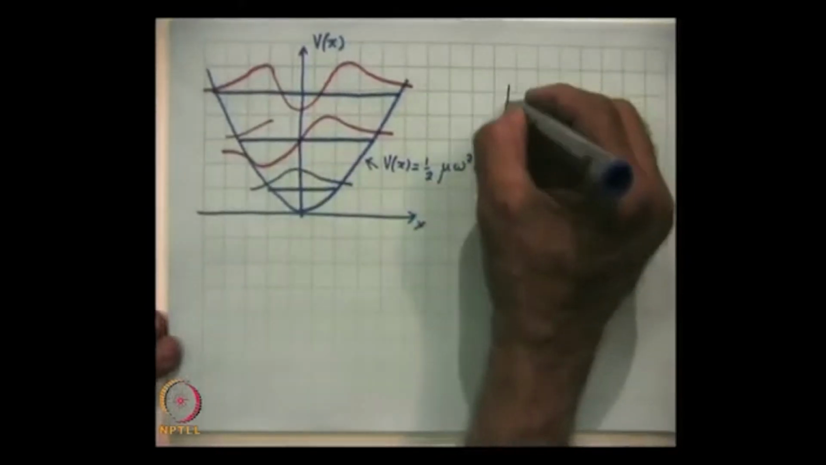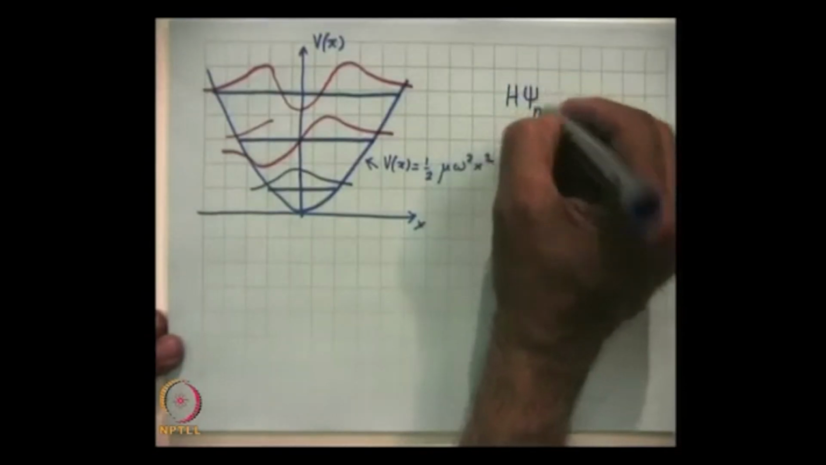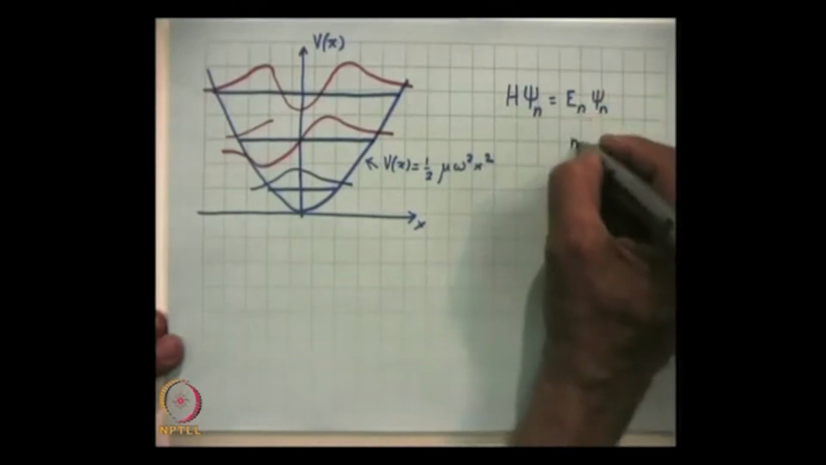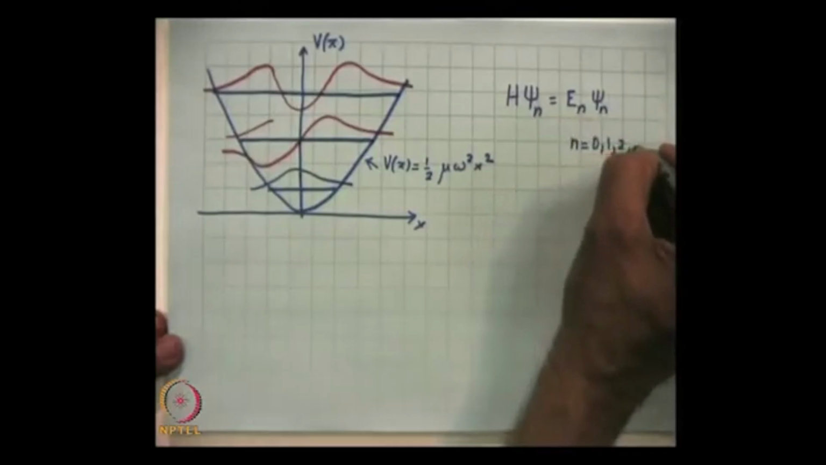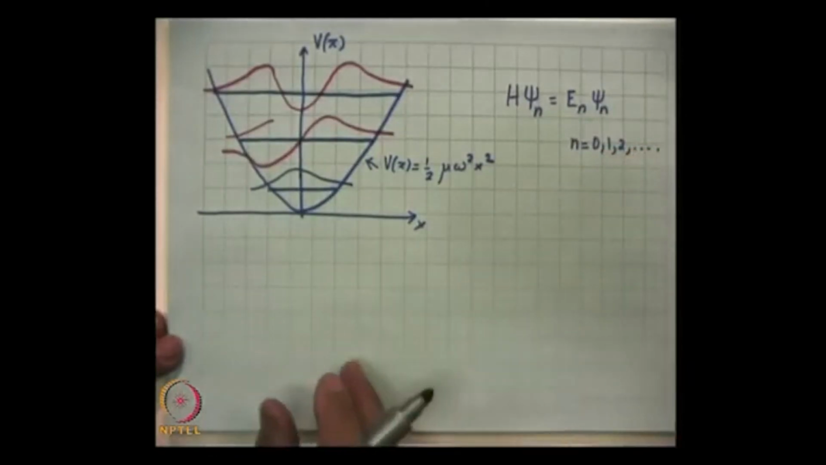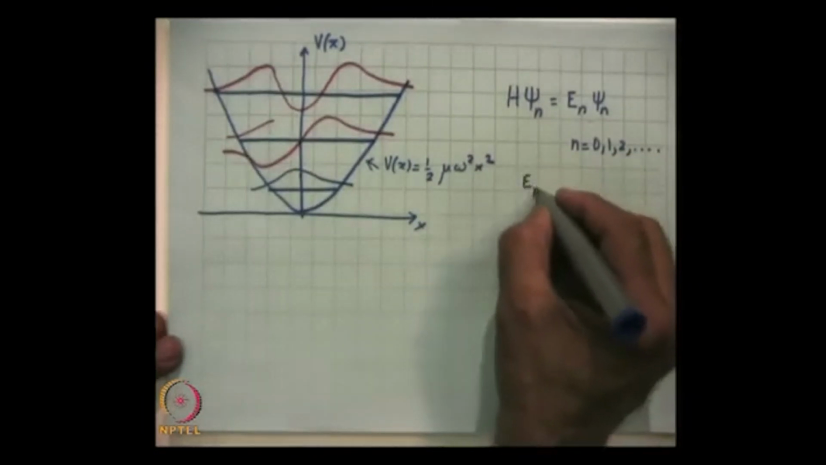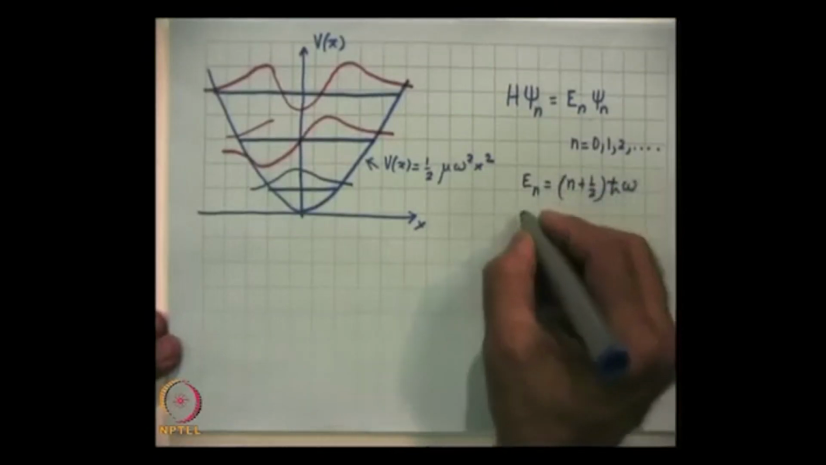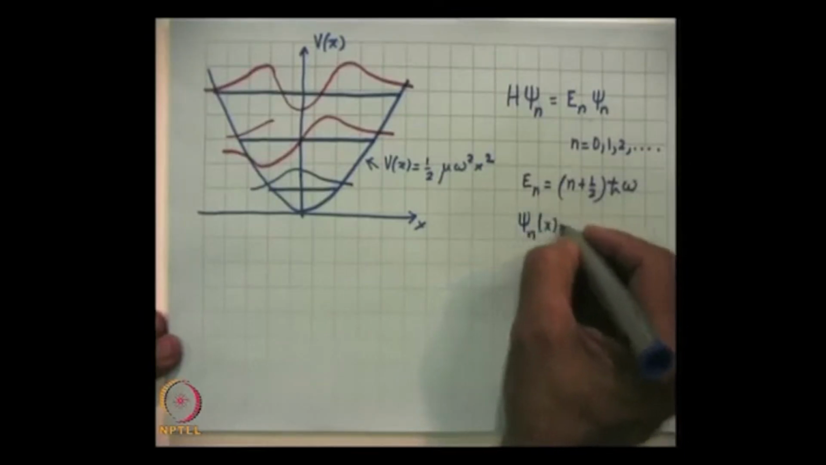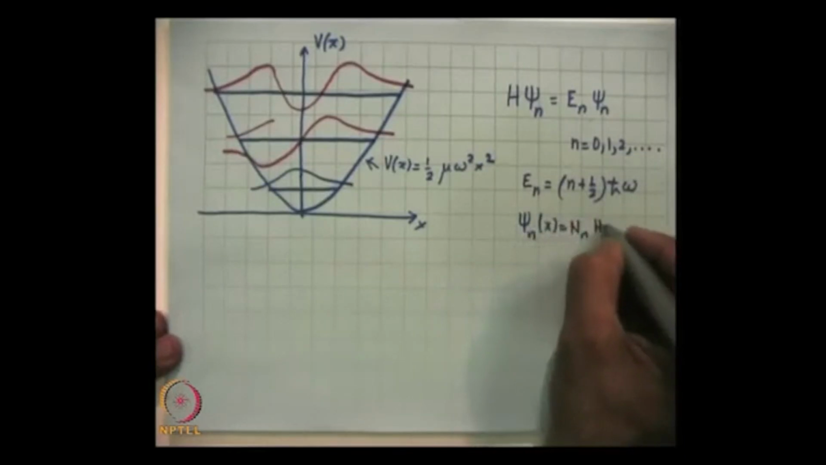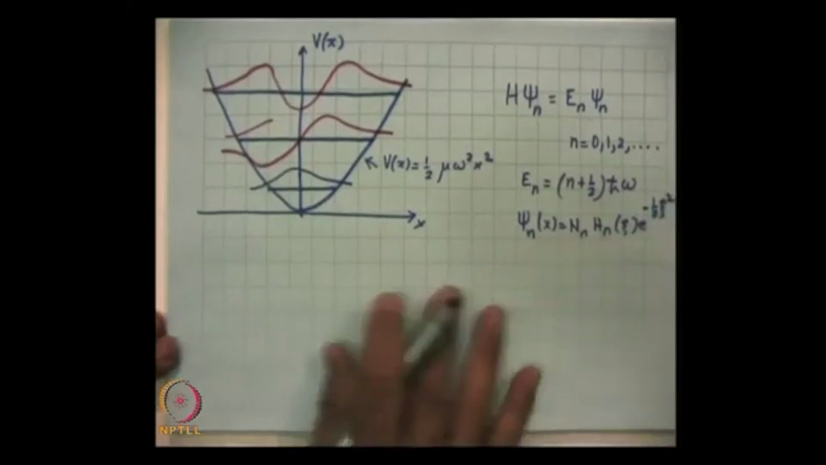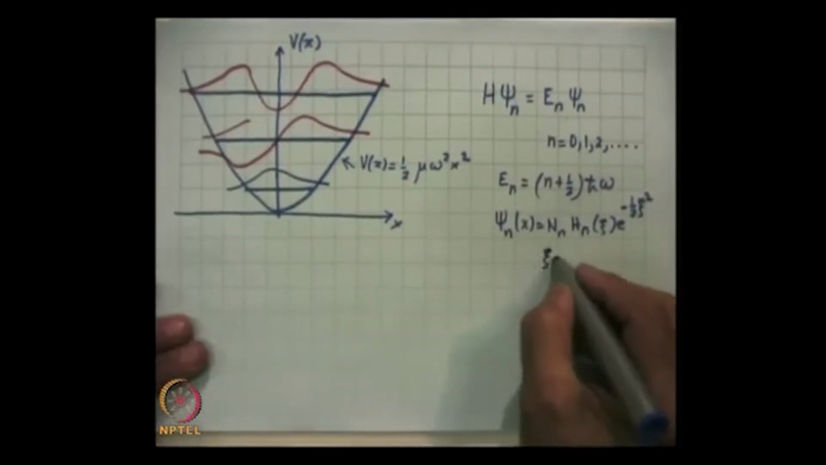So, we now have the expressions for H psi n equal to E n psi n. n takes values 0, 1, 2, 3 to infinity. So, there are an infinite number of wave functions and E sub n is equal to (n plus half) h cross omega, and psi n of x, as I told you, is N sub n H n of xi e to the power of minus half xi square, where xi is equal to gamma x.